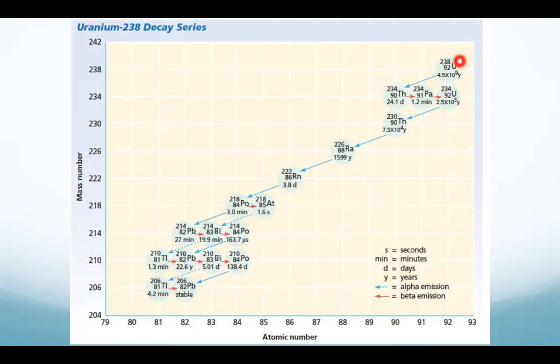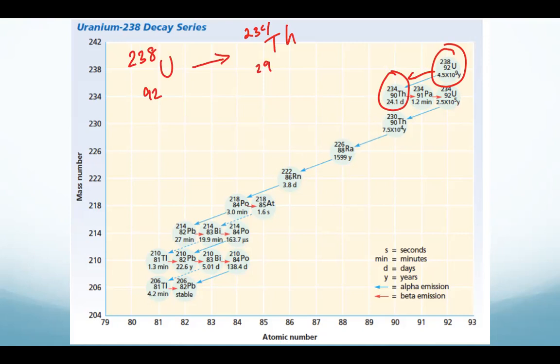So you start with U-238, and can anyone tell me what kind of decay this first step is? Going from U-238 down to Th-234. So just to review, we went from 238 and an atomic number of 92, and we went to 234 and an atomic number of 90. Can anybody identify what kind of decay that is? Oops. Why did I write 29? 90.